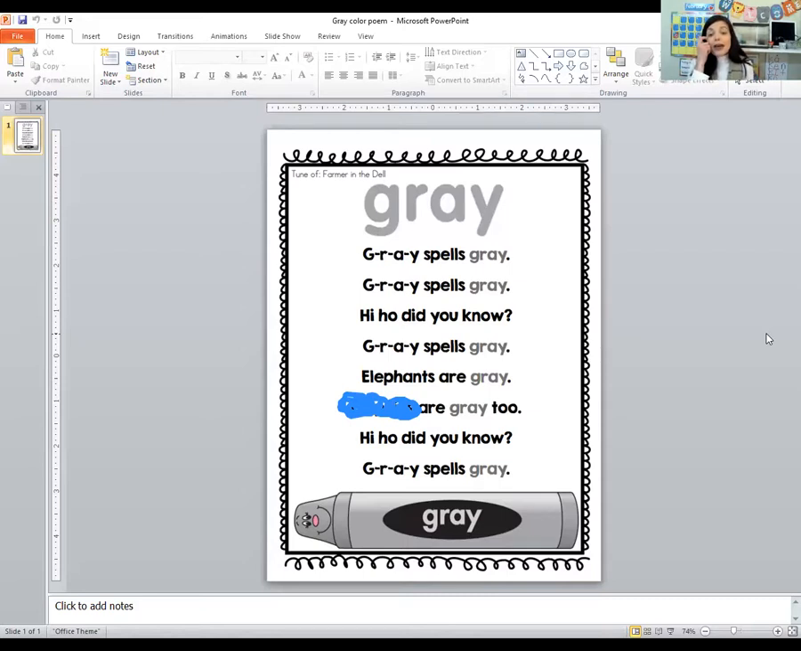G-R-A-Y spells gray. Hi-ho, did you know? G-R-A-Y spells gray. Elephants are gray. Koalas are gray too. Hi-ho, did you know? G-R-A-Y spells gray. So how do you spell gray?